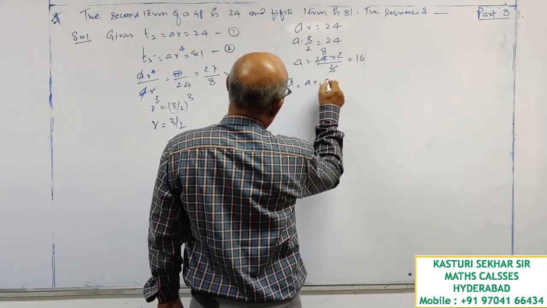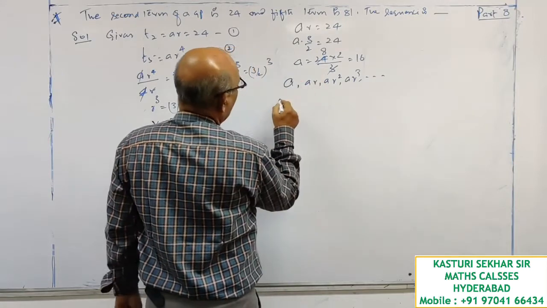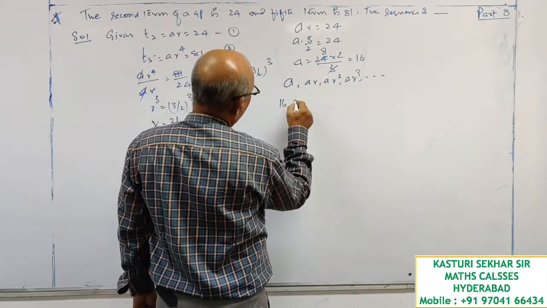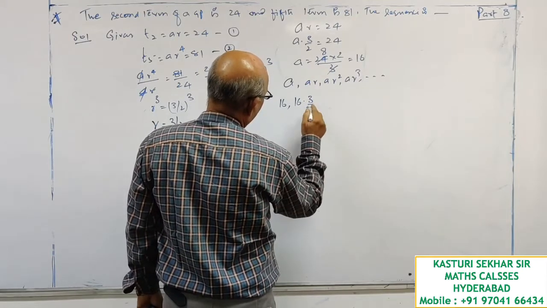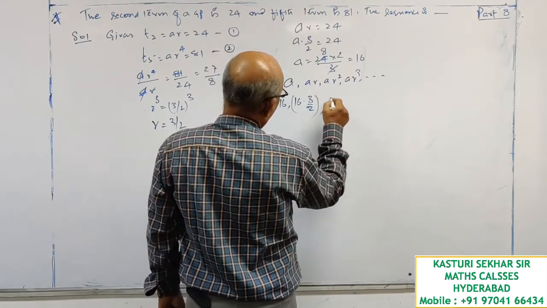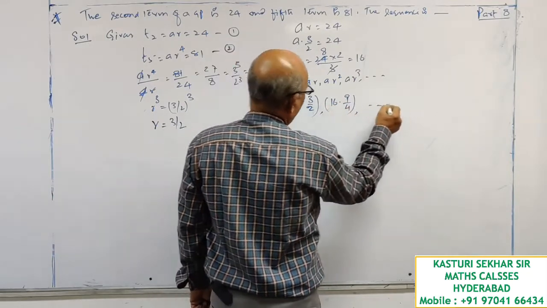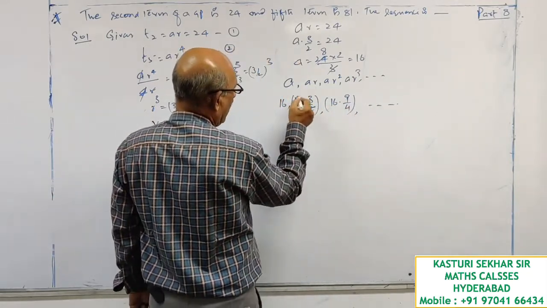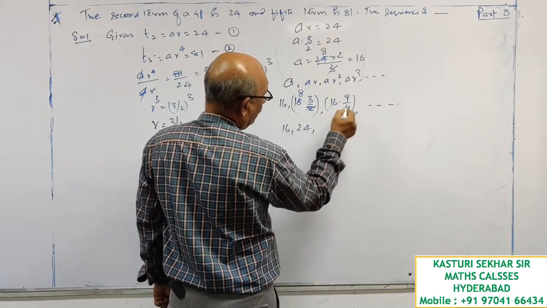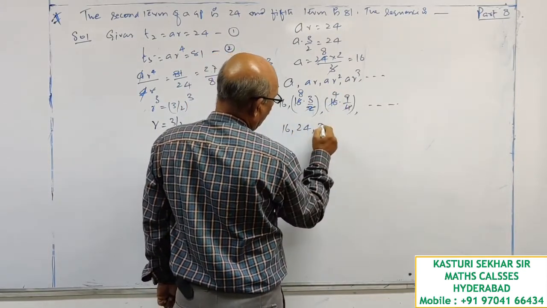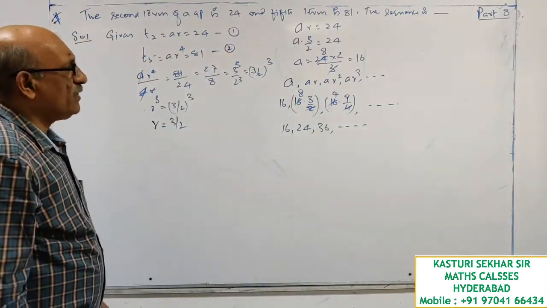Sequence is A, AR, AR square, AR cube, etc. A means 16, AR means 16 into 3 by 2, which is 24, then 16 into 9 by 4, which is 36, etc. This is the sequence.